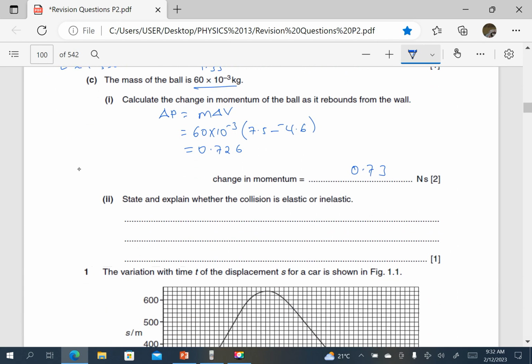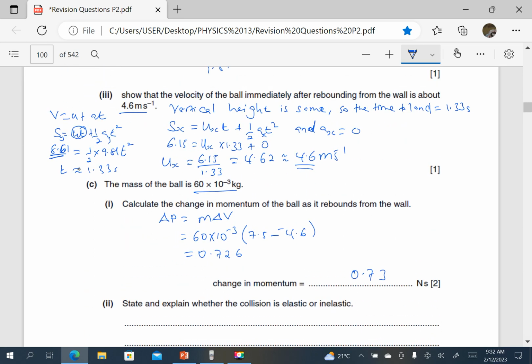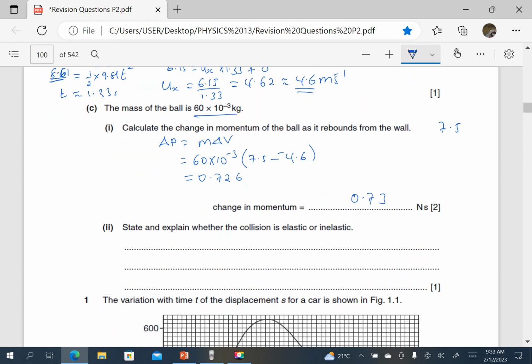State and explain whether the collision is elastic or inelastic. You can just look at the velocities. It moves towards the wall with a velocity of 7.5, so the relative speed of approach is 7.5 minus 0, because the wall is not moving. It rebounds with a speed of 4.6, so the relative speed of separation is 4.6, because the wall will not move. Therefore, since the relative speed of approach is greater than the relative speed of separation, the collision is inelastic.